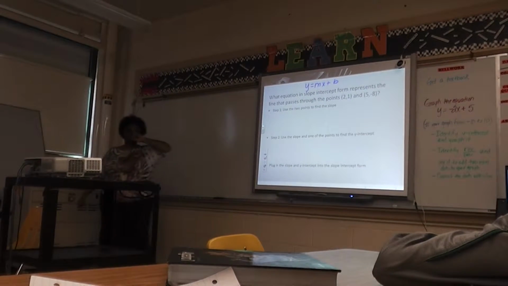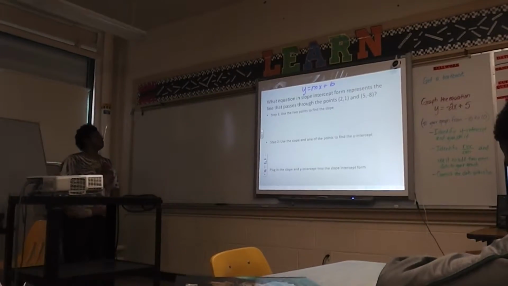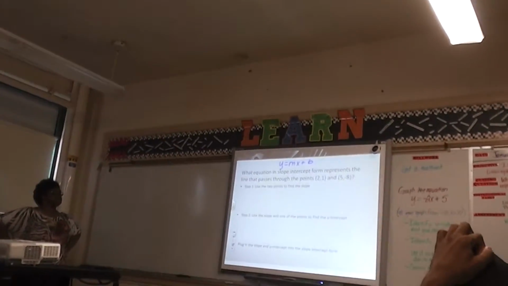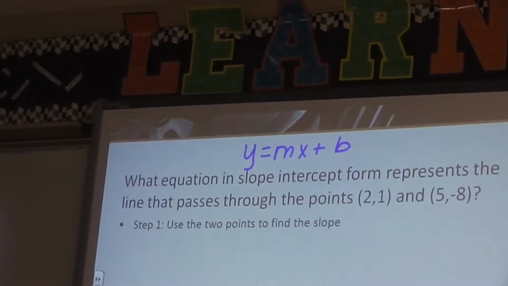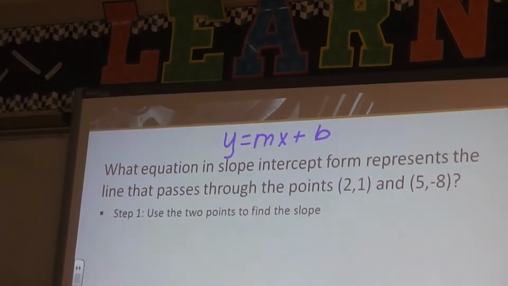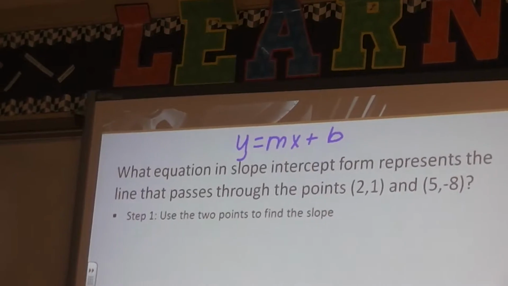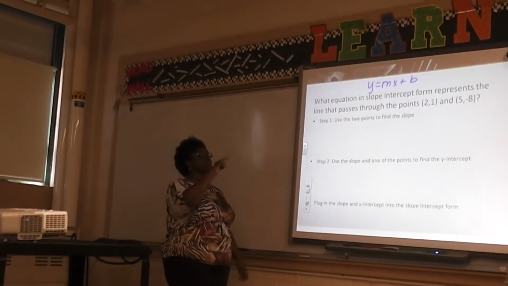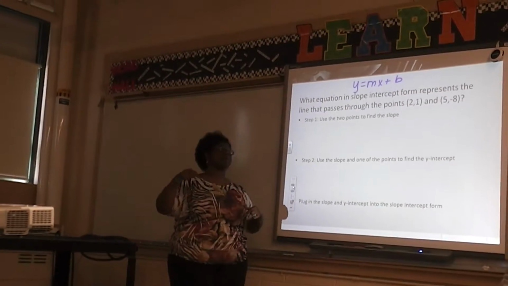Shadanika, can you read the question at the top for me? What equation in slope-intercept form represents the line that passes through the points (2, 1) and (5, -8)? Very good. So they want us to write an equation in slope-intercept form that represents that line. And they give us 2 points that that line would travel through.